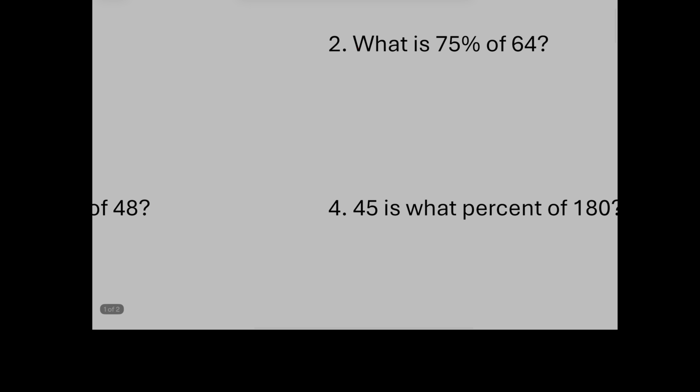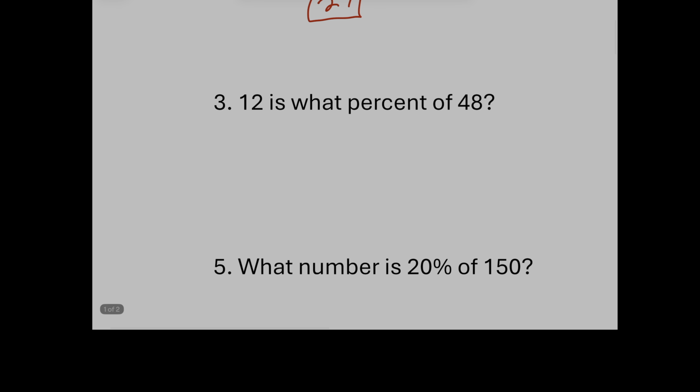Number 2, what means X, is means equal, 75% means 0.75, of means times, 64 means 64. Guys, it's really that simple. Now that you have this, you're just going to go 64 times 0.75. And I'm going to get 48 as the answer. Boom, boom, boom, boom. All right.